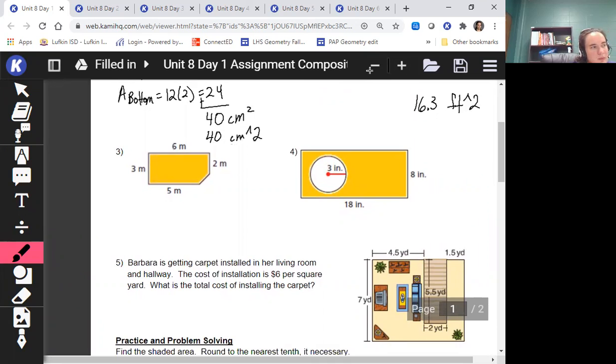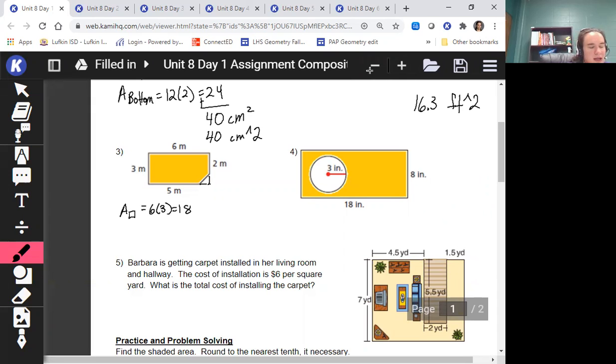Our next one, we have a rectangle if you finish this off, and then a triangle taken out of it. So we are going to subtract that triangle from the rectangle. So we can find the area of our rectangle, which is 6 times 3, and that is 18.